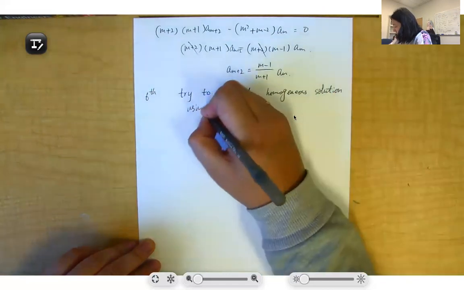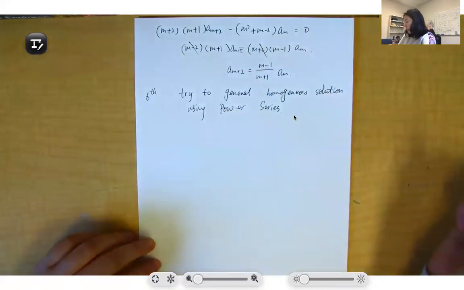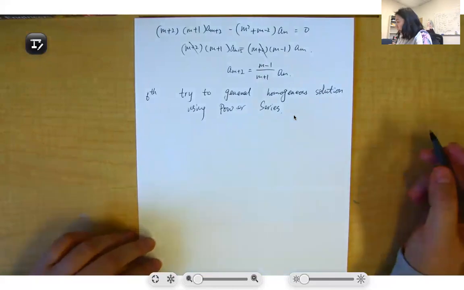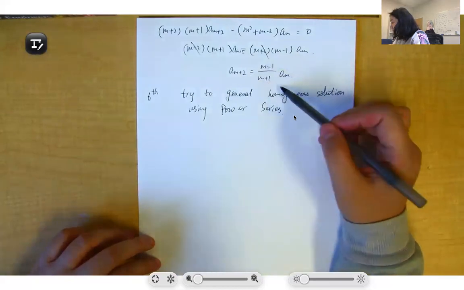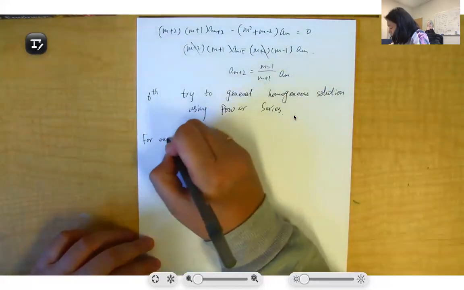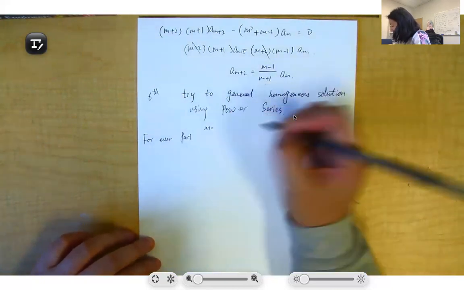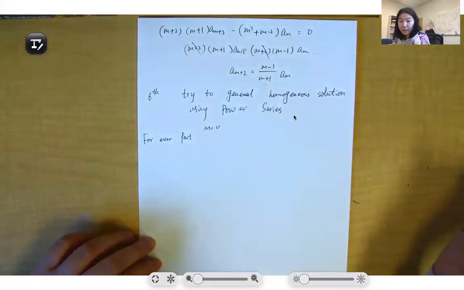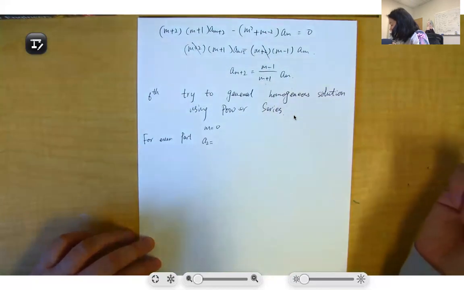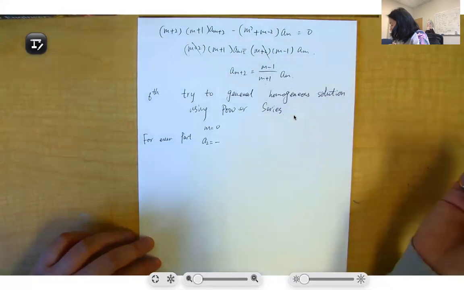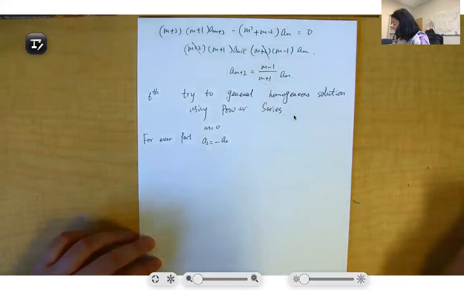So the sixth step is to generate the homogeneous solution using power series. What we have here is a_(m+2) equals (m-1) divided by (m+1) times a_m. For the even part, basically we start at m equals 0, that is the smallest. Then a2 will be equal to what? a2 will be equal to minus a naught.